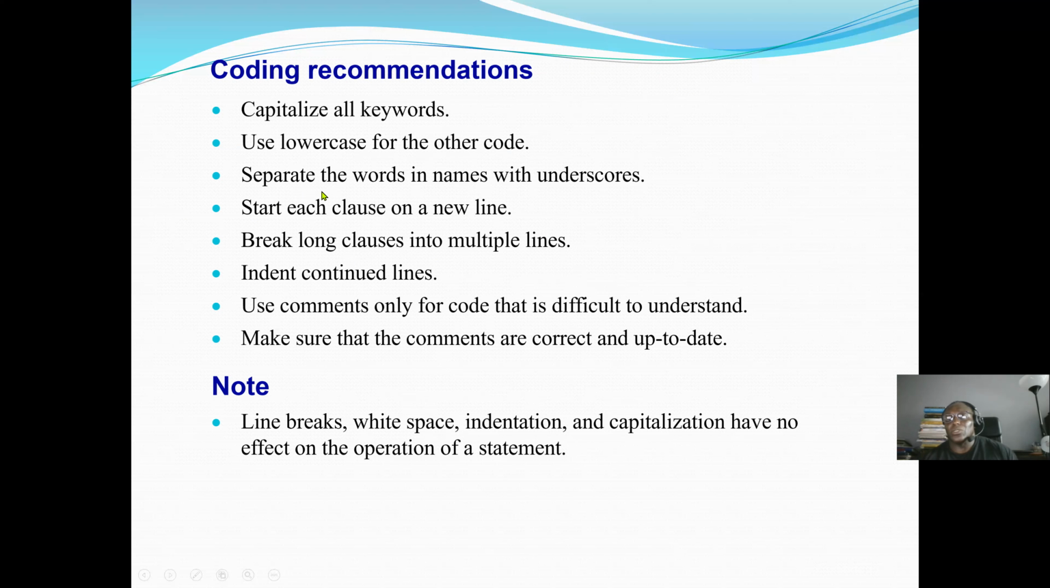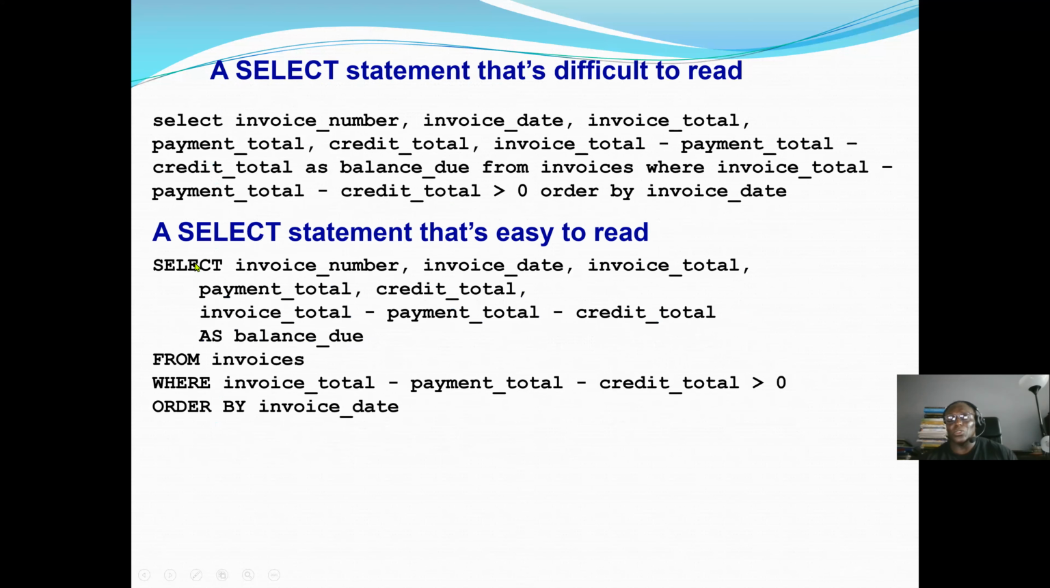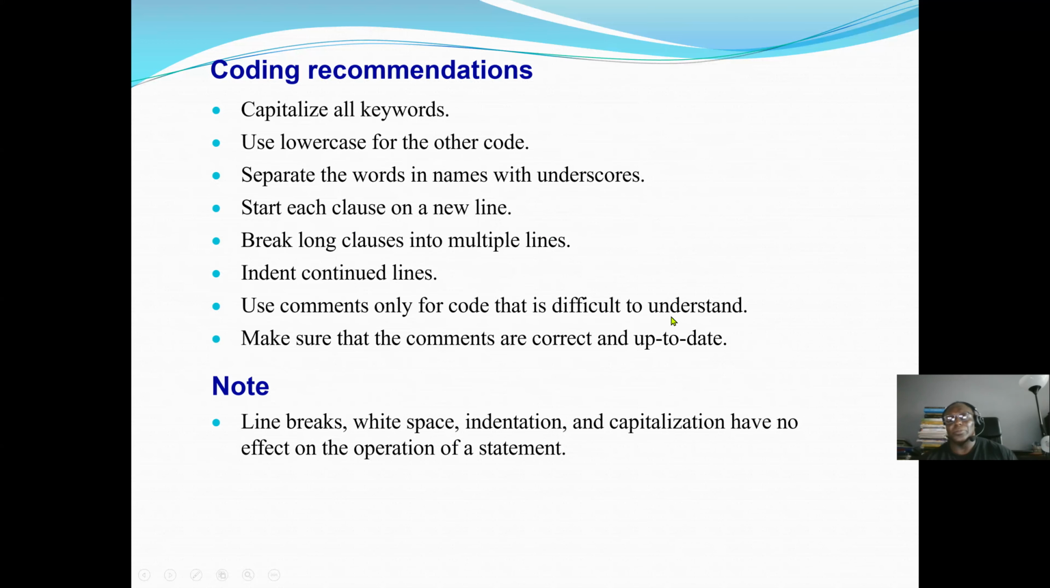Also, we can separate the words in names with underscores. So if I have a FK, foreign key, employee ID, I don't want to write it with a space between, I will use the underscore as the space. So use underscores to separate two words. Also, you can start each clause on a new line, and that's very good because, as you can see in this example, the reading was very good. So each clause starts on a new line. We don't want to have two commands in one line, which is difficult to read.